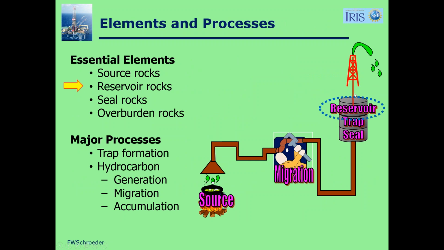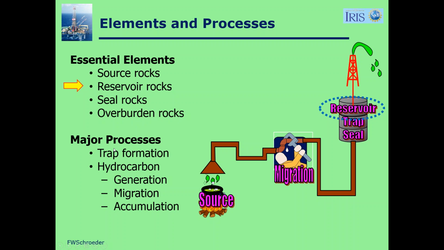I think this is the third time I've shown this. In order to have success, we need 4 essential elements. Source rocks, which we talked about in our last session on Tuesday. Reservoir rocks that we'll talk about today. We also need sealing rocks or sealing lithologies. And then we need our intervals of interest to be buried deep enough that hydrocarbons can be present. So we talk about the cover, if you will, as the overburden rocks.